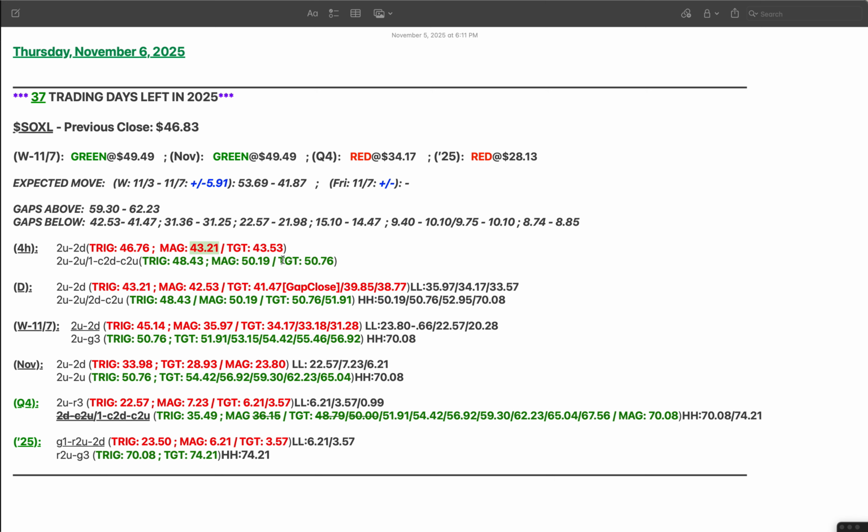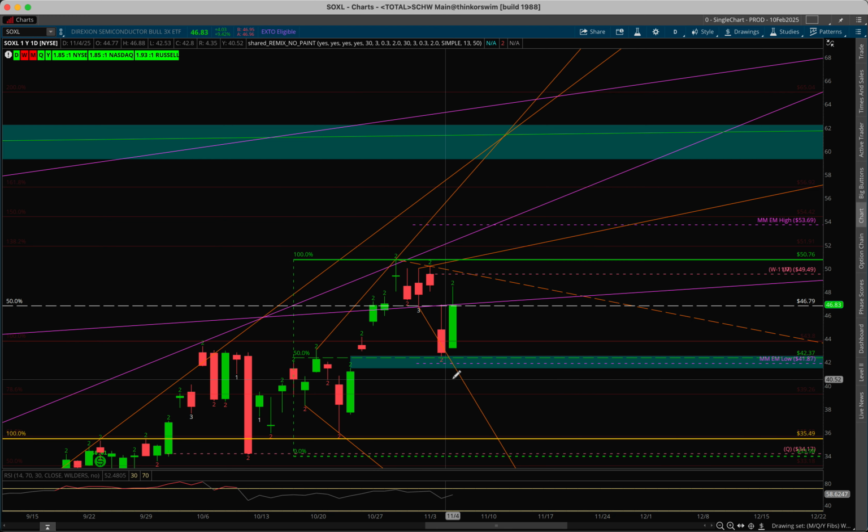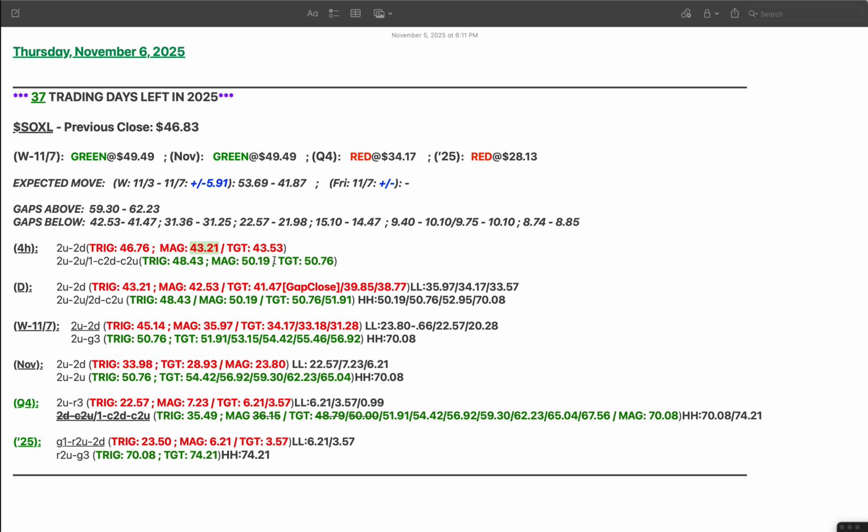Why do we have 43.53 as the extended? The gap close is 42. That should be 42.53. There we go. So we've got 43.21 as our magnitude for the move, but the extended target that we've got out there is 42.53. That's to the downside.